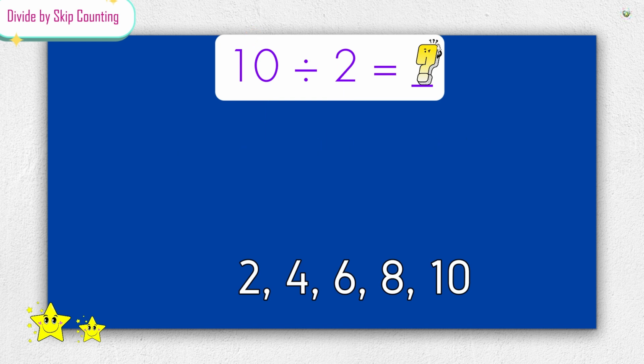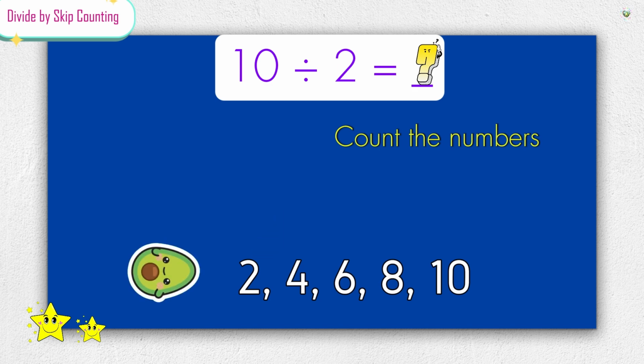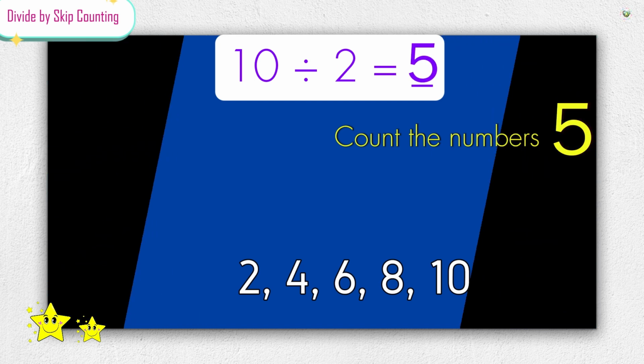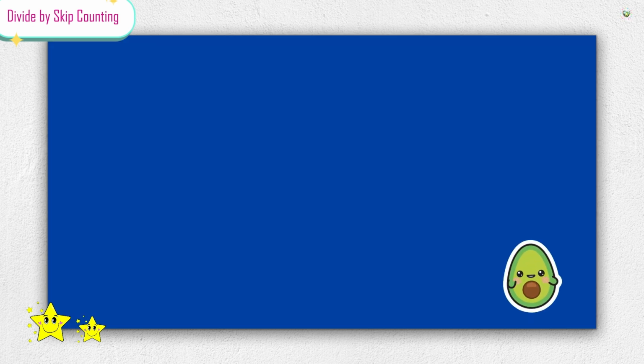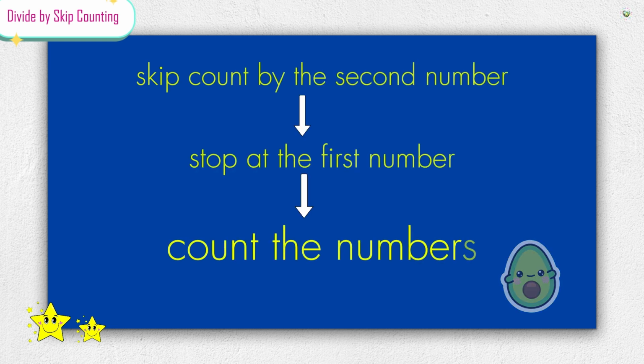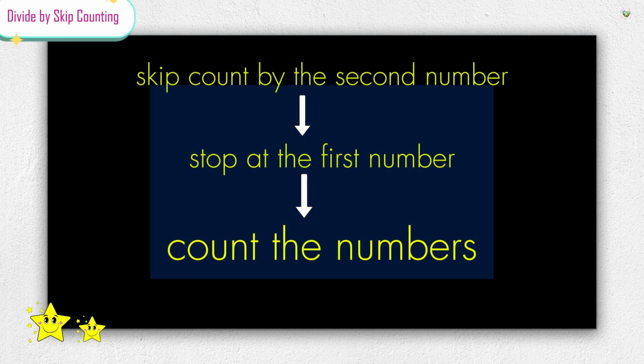Great. Now, let's count how many numbers there are. 1, 2, 3, 4, 5. 5 numbers. So, 10 divided by 2 equals 5. Oh, I get it. We skip count by the second number, stop at the first number, then count the numbers. You got it. Want to try another one together?